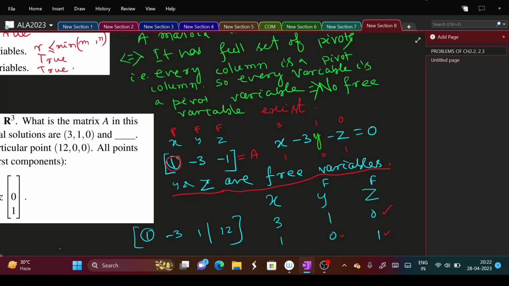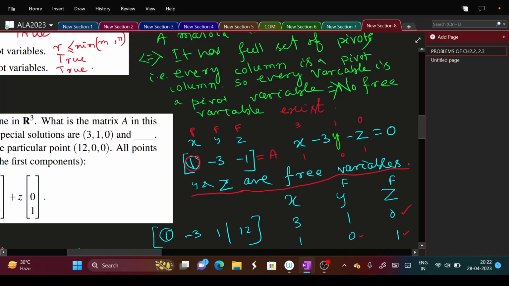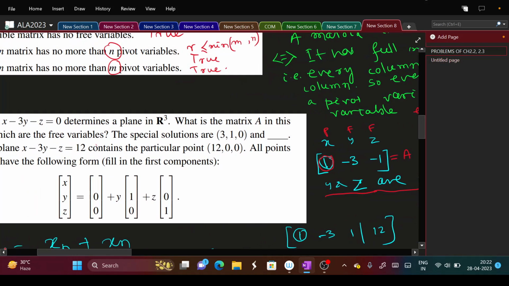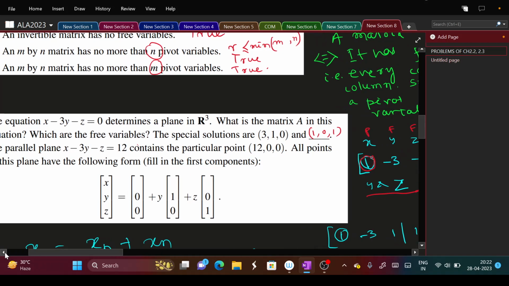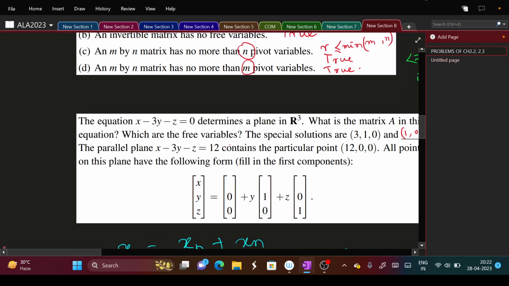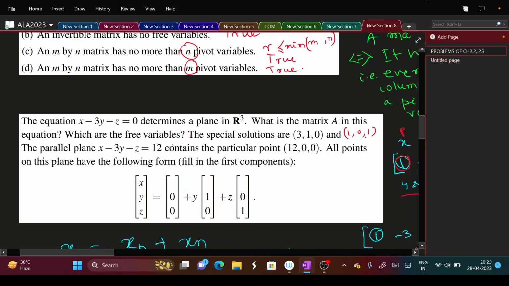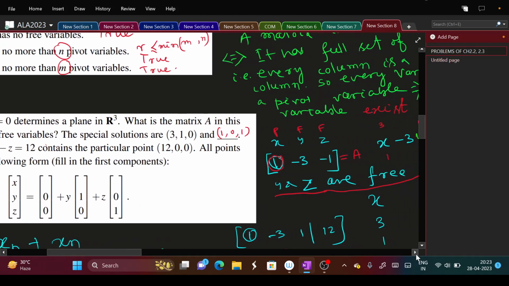Now the second part of the question is, there is another part. What is it telling? Special solutions are 3, 1, 0 and what will be the other? 1, 0, 1. Two vectors we got. This is one of the vectors and another vector is this one. Still some part of the question is left. The parallel plane also contains a particular point 12, 0, 0. All points on the plane are having the following form. Let us go for it first of all.